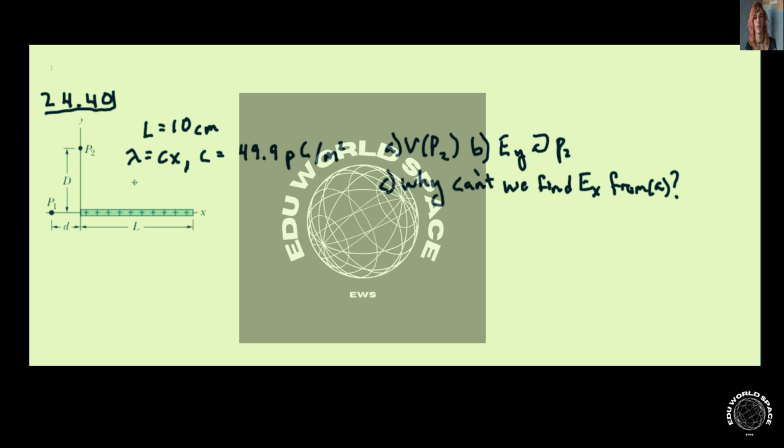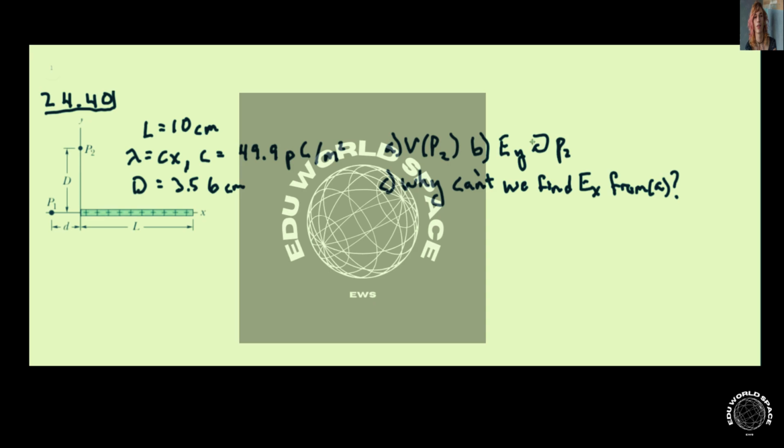Problem 24.40. We're back at this setup for the last time, and finally we get to wonder about point P2 here. Forgot to write this in. And so what we want to do is find the potential at point P2 here.